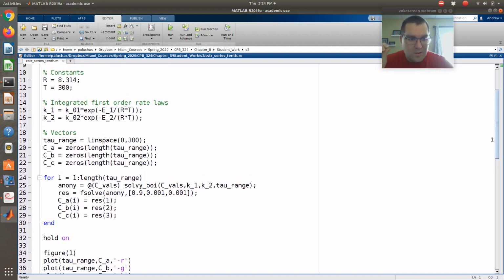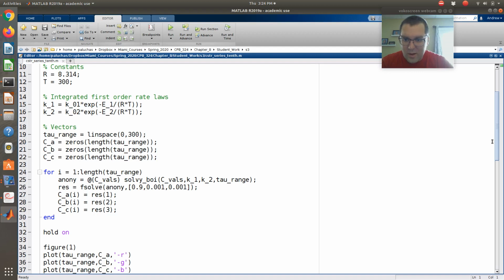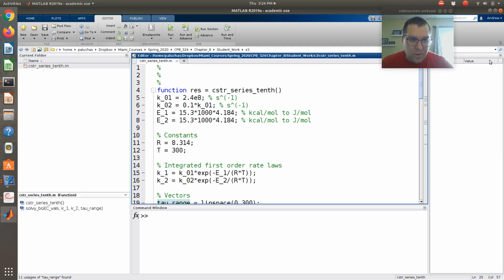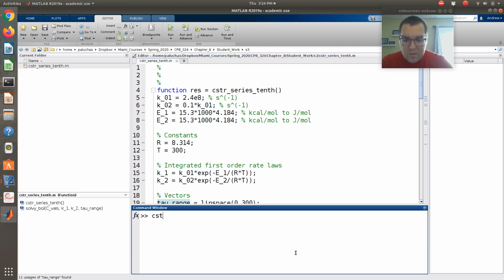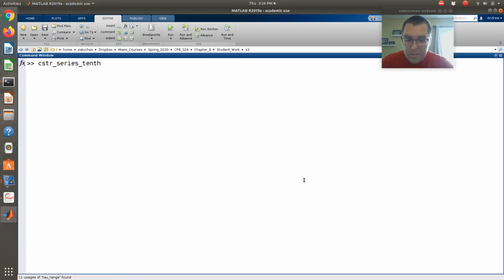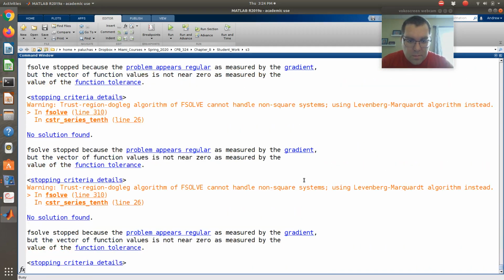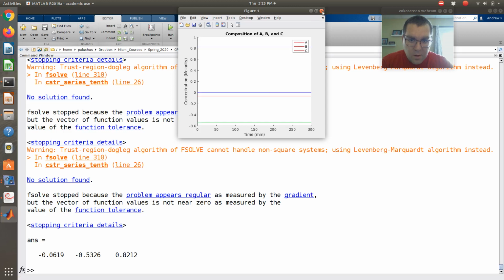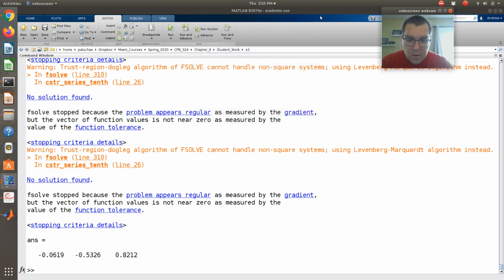So my guess, right? The email that was sent to me said you were getting some orange warning messages, so let me run this first. But my guess, just looking at it, is you're passing tau range, and tau range is your whole vector of tau values. Let me run this real quick, since that was in your question, to see that you're getting some orange. Yeah, so I'm guessing it's exactly related to that.